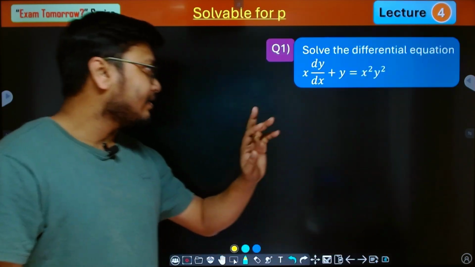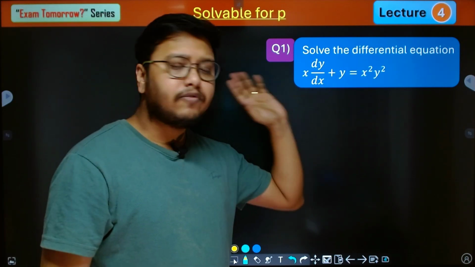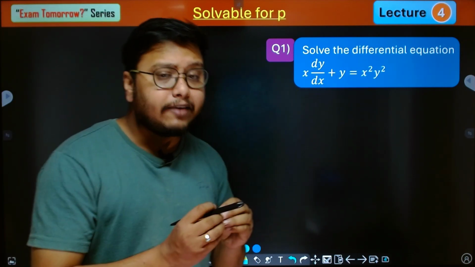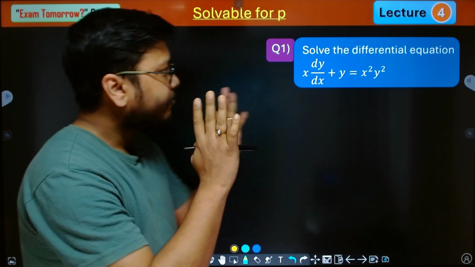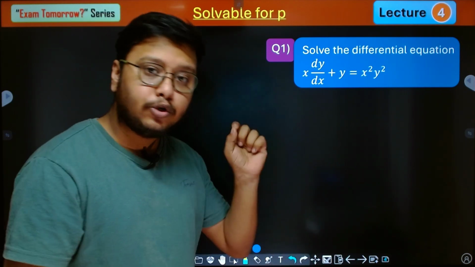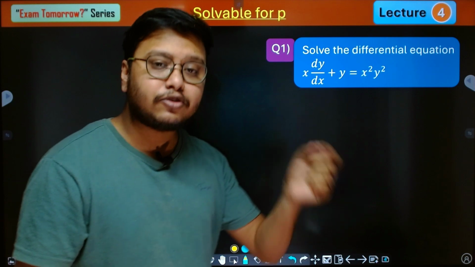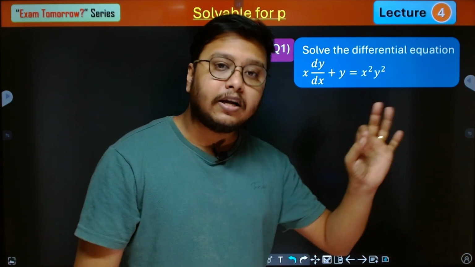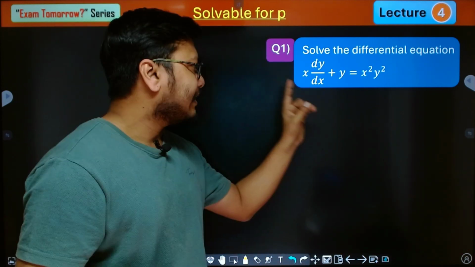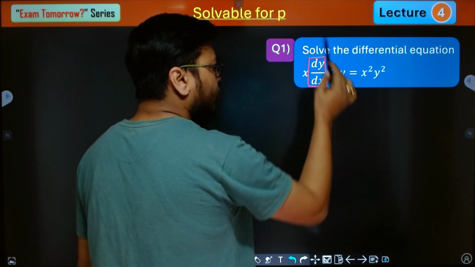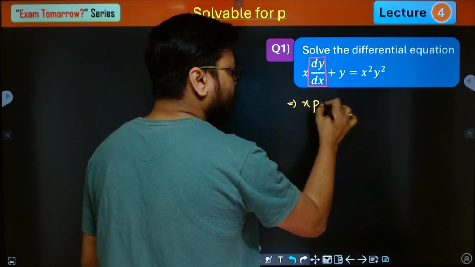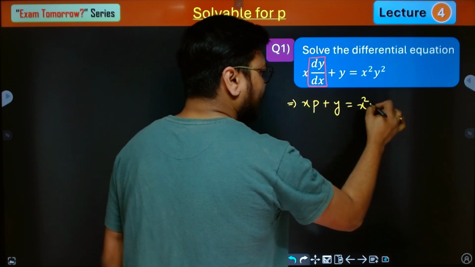Let's take a look at the differential equation. We're going to solve something like this. It will not be mentioned whether you have to solve it for P or X or Y. It will just be asked to solve, and you have to figure out whether it is solvable for P, X or Y. Now how to understand that? In this question, first of all, we'll replace the dy dx with a P. So it's going to look something like this.